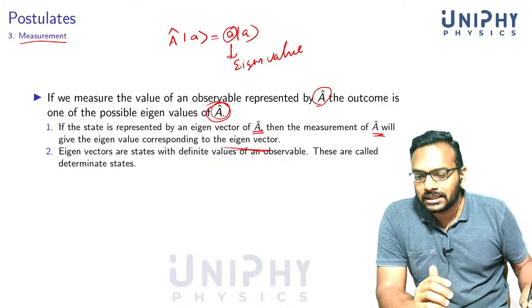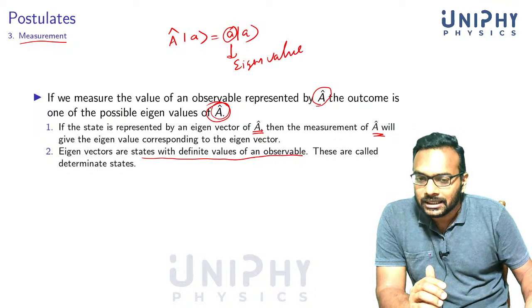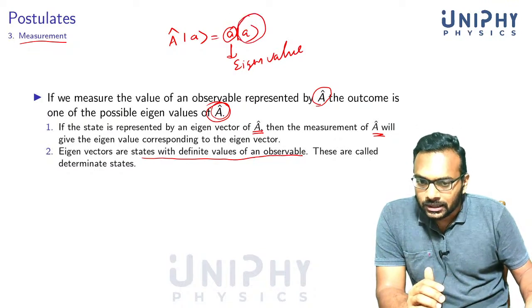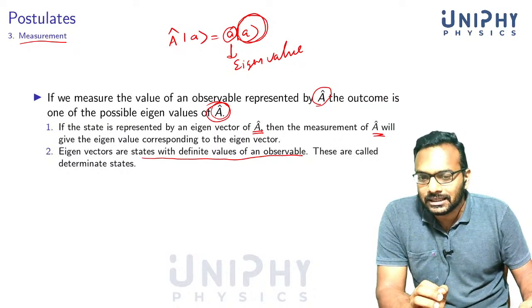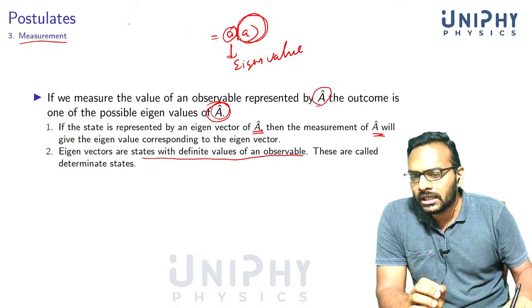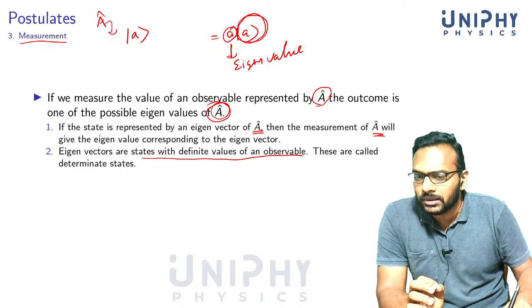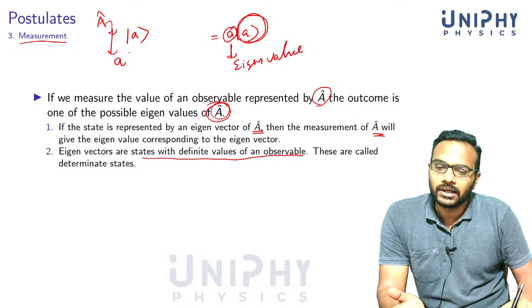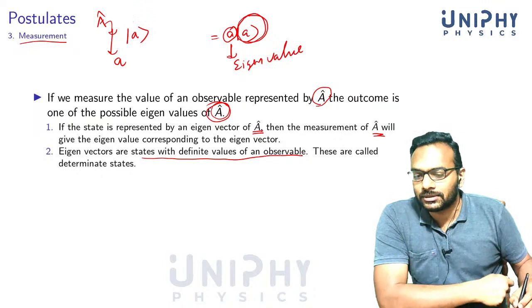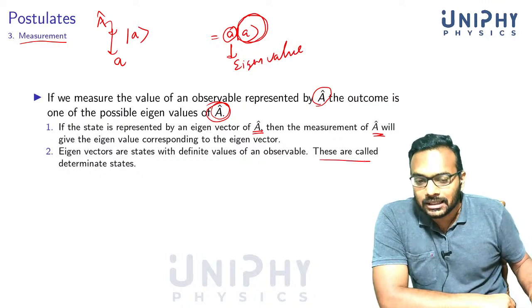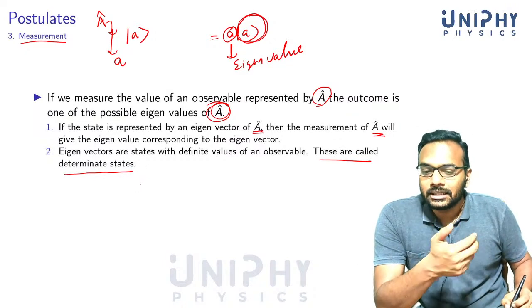These are known as determinate states. Eigenvectors are states with definite values of an observable. If the quantum mechanical system is in an eigenstate of an operator, these are determinate states. Which means that if the state is in an eigenvector or eigenstate of operator A cap, whenever you measure this observable, you are guaranteed to get the corresponding eigenvalue. So these are states with definite values for this observable. These are called determinate states, because they are well defined.